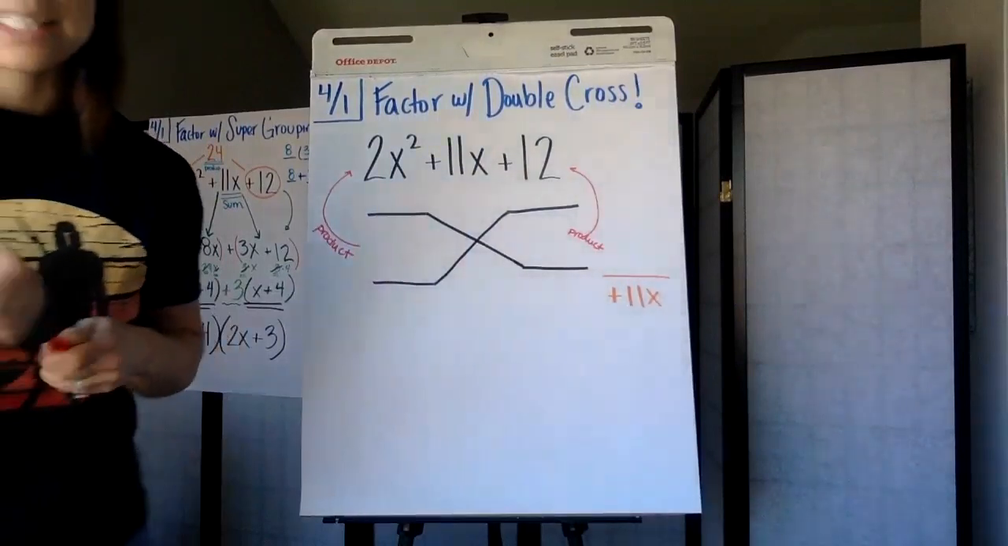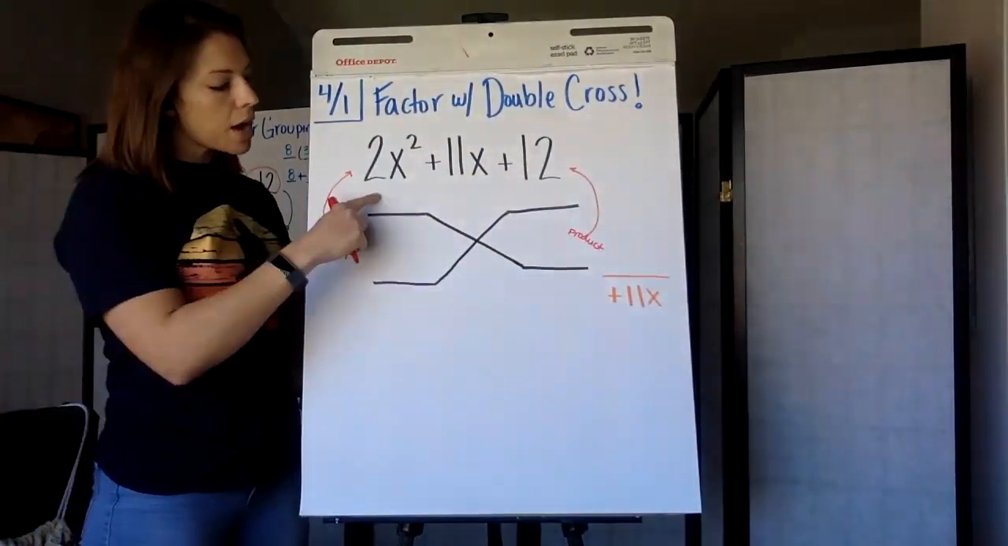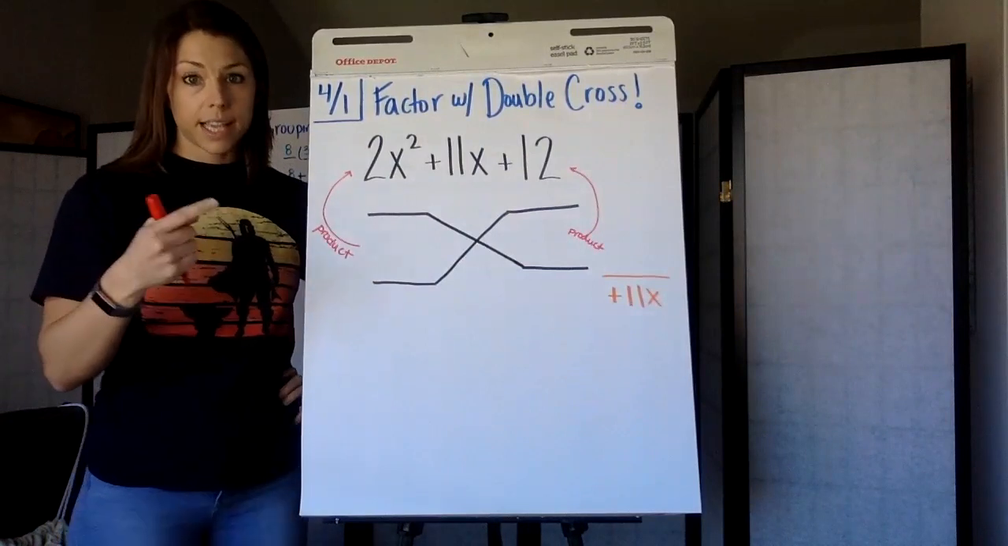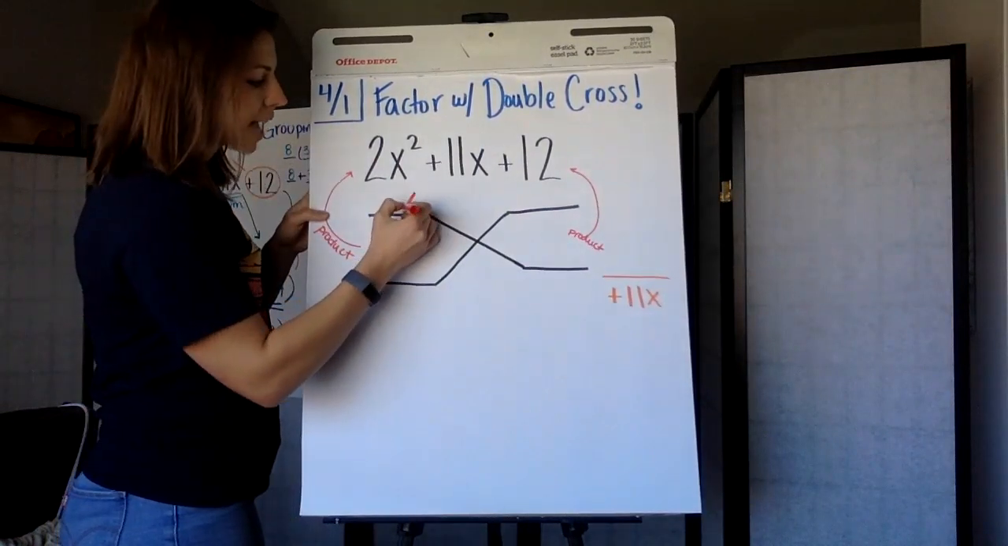Now, here's where it gets a little weird, if it wasn't weird already. So what times what is 2x squared? X times x is x squared. So I know that they both have to at least have an x.